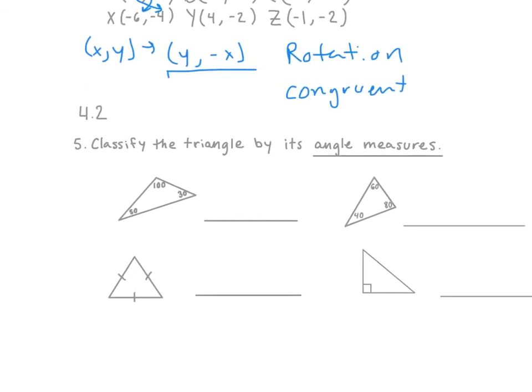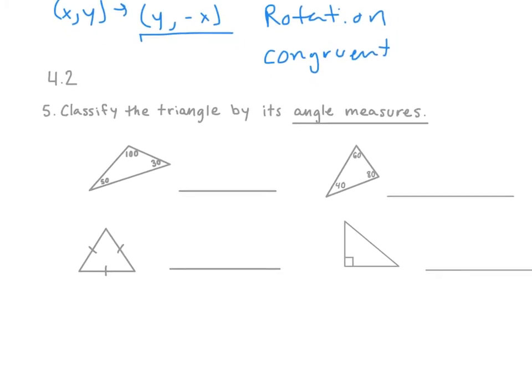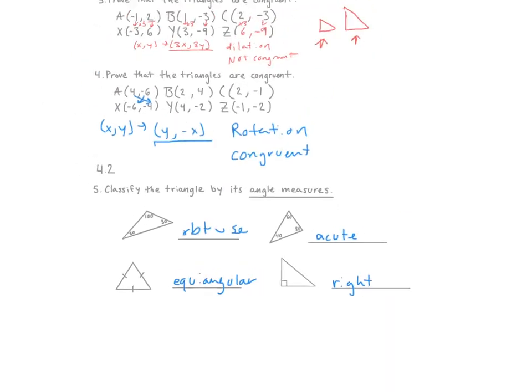Okay, let's look at 4.2. Classify the triangle by its angle measures. So what would be the first one on the top left, Nicole? Obtuse, perfect. What about the one right below that? Equiangular. And the one on the top right? Acute. And the bottom right? Right triangle. Perfect.